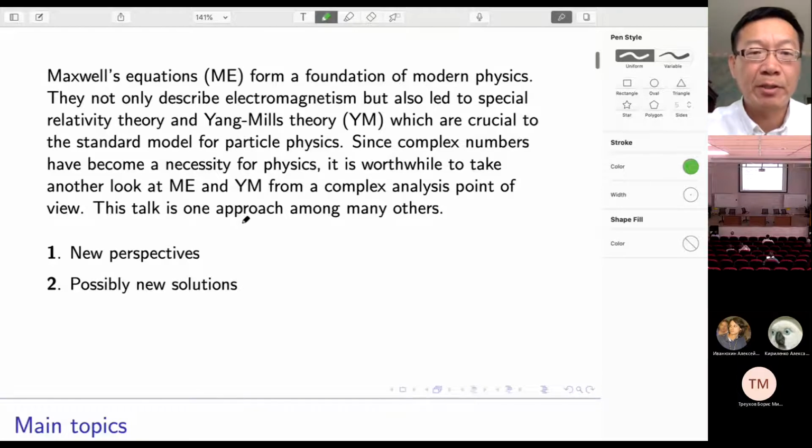And this talk is just one approach among many other approaches which try to look at the classical equations from the complex perspective. Now, this new perspective will certainly enhance and deepen our understanding of the classical equations. And more interestingly, it may lead to possible new solutions. So today we'll look at this approach.